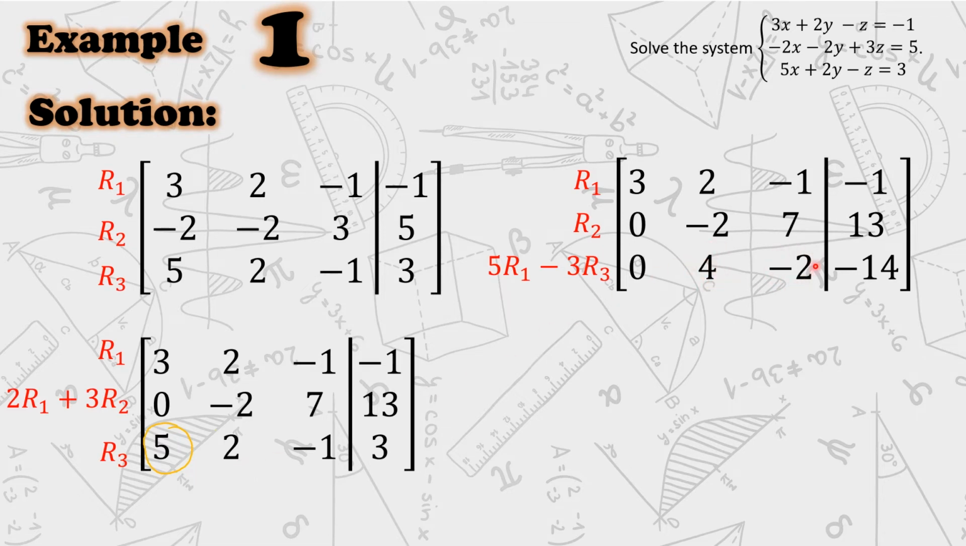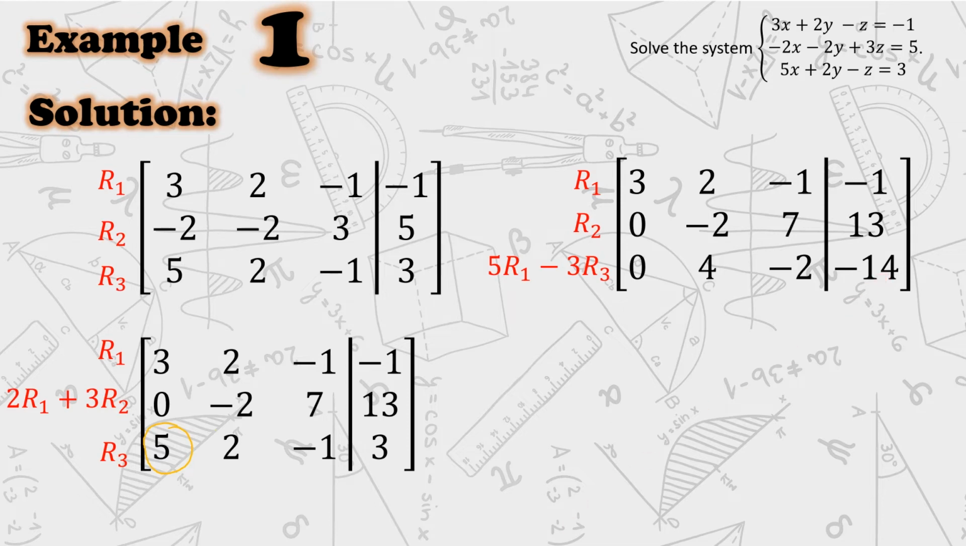The next element is negative 2. We have 5 times negative 1, that is negative 5. Negative 3 times negative 1, that is positive 3. So we have negative 5 plus 3, negative 2. And then negative 14, we have 5 times negative 1, that is negative 5. And then negative 3 times 3, that will be negative 9. Negative 5 minus 9, negative 14.